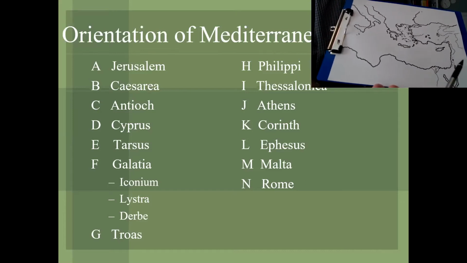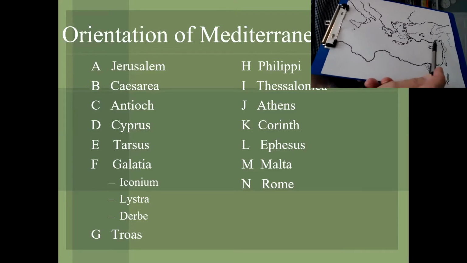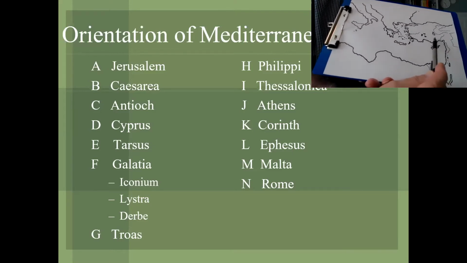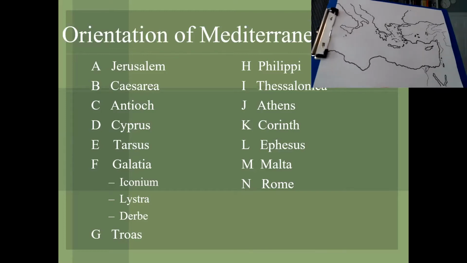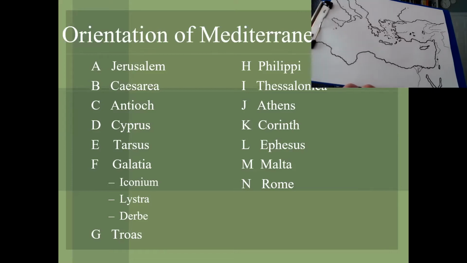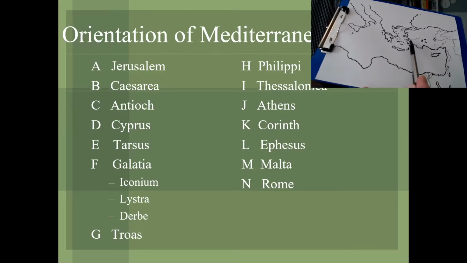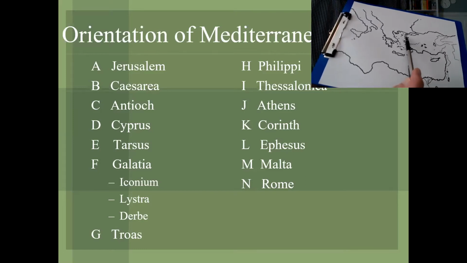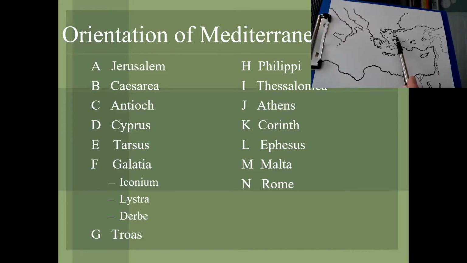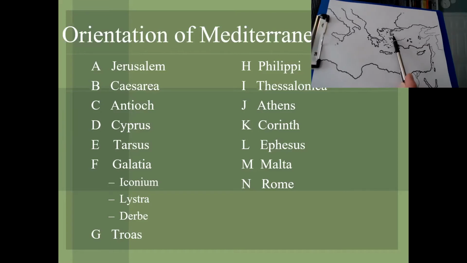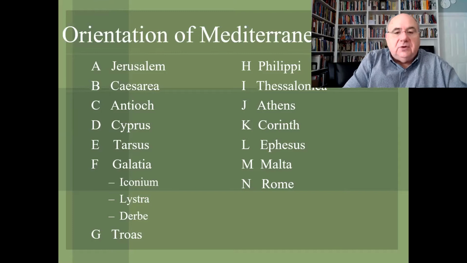Now we go back up to E. This is Tarsus. This is where Paul is from. And then F is Galatia. This is the area of Galatia, and of course, you see the cities listed there, Iconium, Lystra, and Derbe. And then we go all the way over here to G. G is Troas. So be sure that you don't get Troas and Tarsus confused.